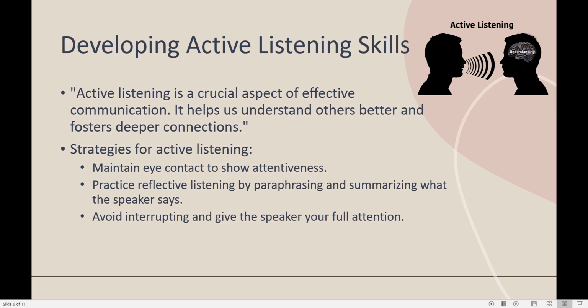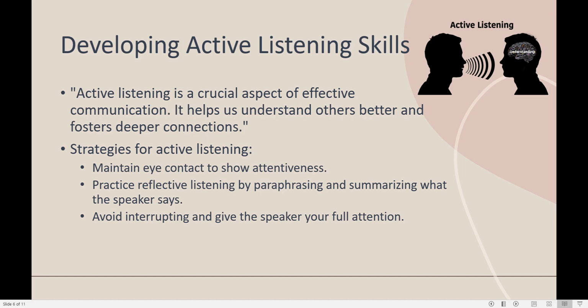Practice reflective listening by paraphrasing and summarizing what the speaker says. We already read what paraphrasing is. You listen to others, you repeat what they said in your own words, just one or two lines, and then add your information so that they know that you know what they told you.